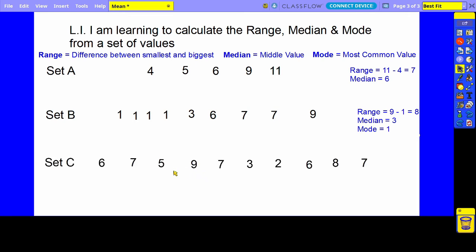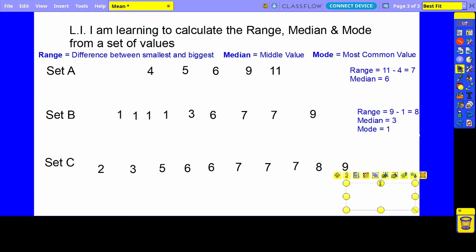One last data set here. And again, same thing as before, we're going to have to put this in number order. So here we go. This is now arranged in number order. And so we can work out everything that we need to know. So the range, first of all. The range is the difference between the biggest and the smallest. So it's going to be 9 take away 2. And so the range is 7.